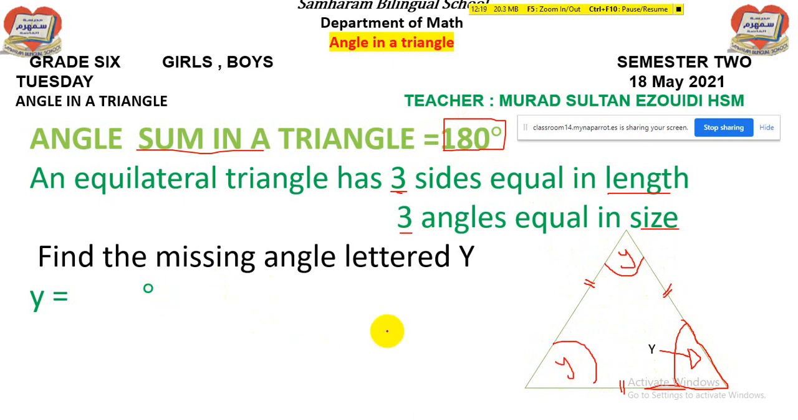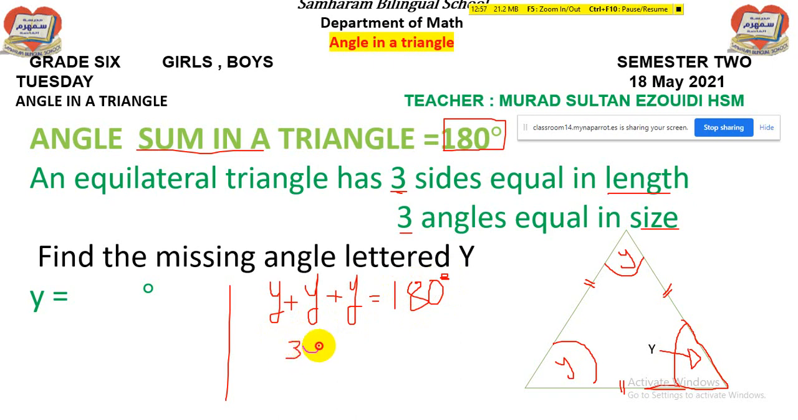So I will just make y plus y plus y equal to 180. I will write here y plus y plus y should be equal to what? To the total of the 3 angles, or the size of the 3 interior angles, which is 180 degrees. Okay, degree, Mr. Murad, symbol of the degree. So look here, y plus y plus y is 3y, then equal, of course, 180 degrees.